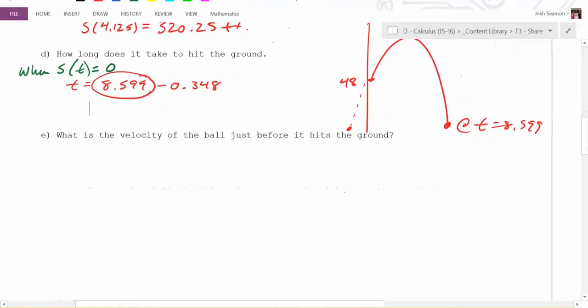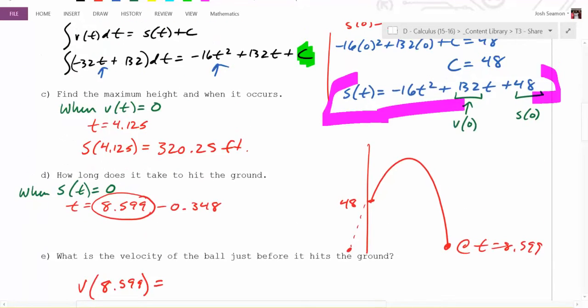Look at part E. What is the velocity of the ball just before it hits the ground? How do you find that out? You just found out the number you need. You plug that number into the velocity function, right? And you get, can someone do that now? The velocity function's right there.